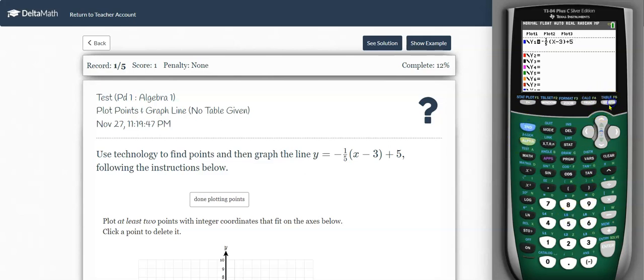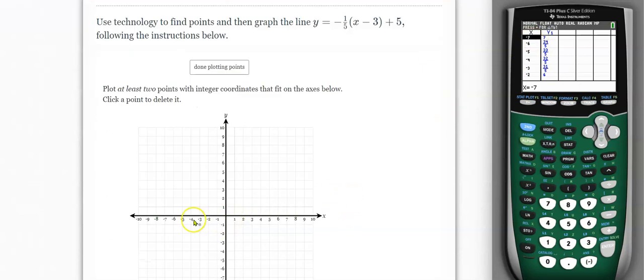Now I'm going to look at my table, and I've got a bunch of fraction points here, so I don't want to graph those. So let's see, I'm going to go up a little bit here. All right, negative 7, 7. So negative 7, positive 7. Then I'm going to do negative 2, 6. Negative 2, 6. And then let's see if I can't grab a couple more points. By arrowing down, I'm going to choose 3, 5. And that should be enough.